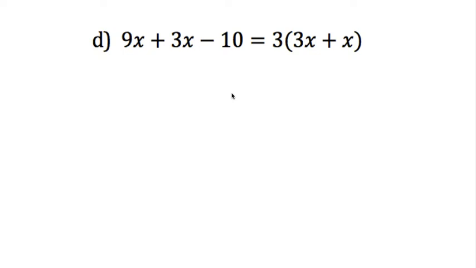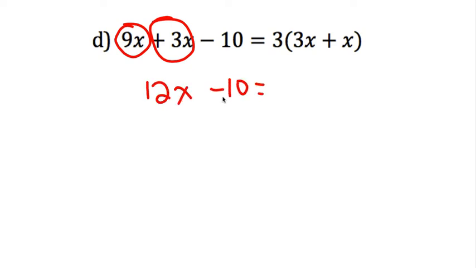Next, let's do this one together here. Add my like terms over here. 9x plus 3x gives me 12x. Minus 10. Over here, I'm going to add my like terms. 3x plus x. So I'm going to put that in parentheses. 3x plus x is 4x. Now I'm going to distribute.